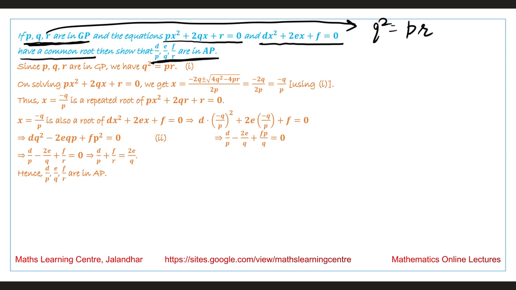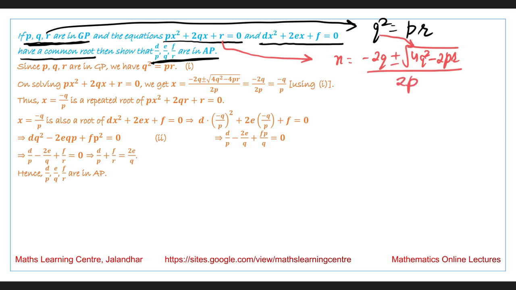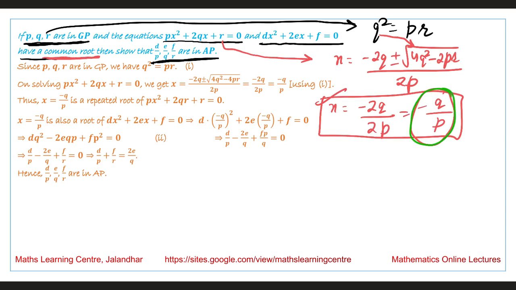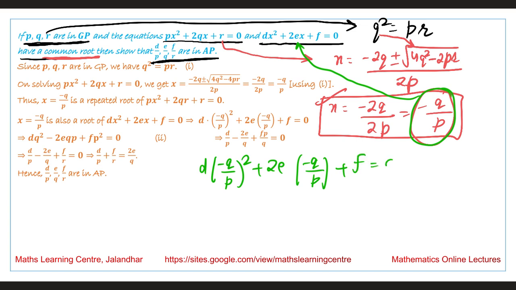Now if we solve this first equation, we will obtain the value of x is equal to minus b plus minus square root of 4q square minus 4pr divided by 2p. Now the value of q square is equal to pr. So by simplifying this, we will obtain x is equal to minus q by p. So it means that this root is also a root of this second equation. So if we substitute this value in the second equation, we will obtain d into (minus q by p) square plus 2e into (minus q by p) plus f is equal to 0.